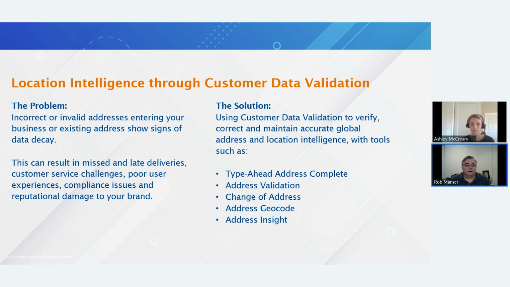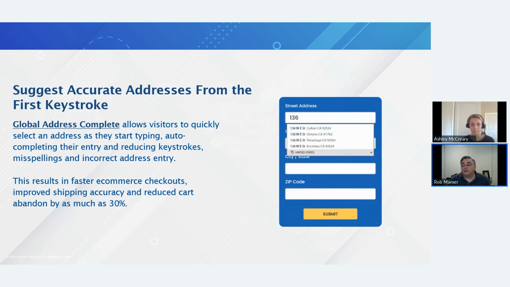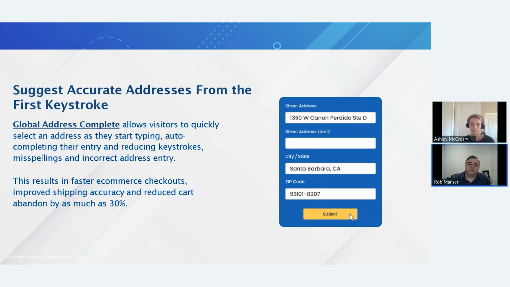So to get started, we'll dive into Global Address Complete, which is our address suggesting tool. It allows customers to quickly select an address as they start to type. And I'm sure you've seen this on many of the web forms out there. It auto-completes their entry, and that reduces keystroke errors, misspellings, and incorrect address entry. This results in faster e-commerce checkouts, improved shipping accuracy, and reduces your cart abandonment by as much as 30%.